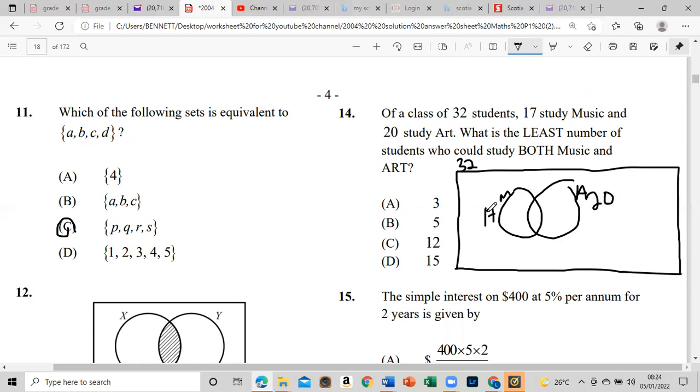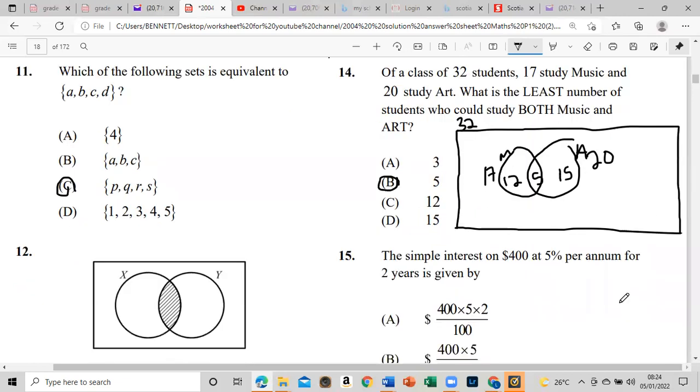So the least number would be 5 basically. So 5 will go here. Then that will be 12, and this will be 15. So that's 15, that 20 and that 12. So the least number would be 5. It couldn't be 3, guys, because 17 minus that would give you 14 or so, and 20 plus 17 would come up with the other 33.